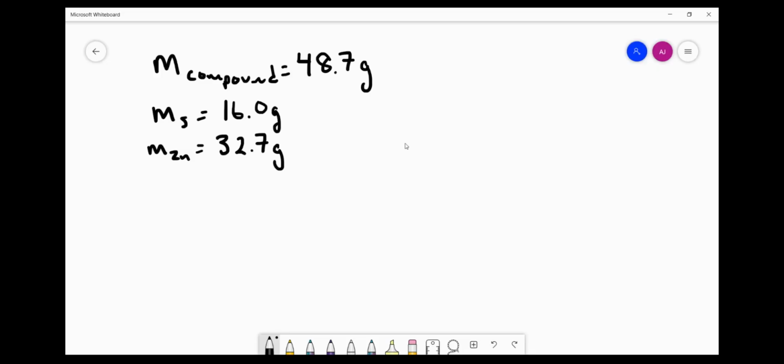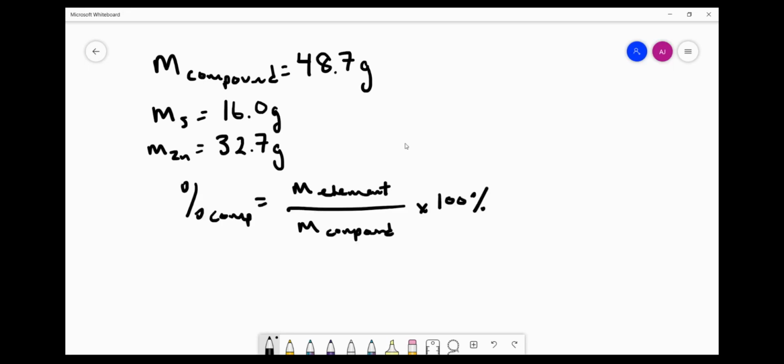I've started off by writing out the given information. Let's next write out the formula. The question gave us all the information we need. So try right now, pause the video, and calculate the percent composition of sulfur and that of zinc in this compound.